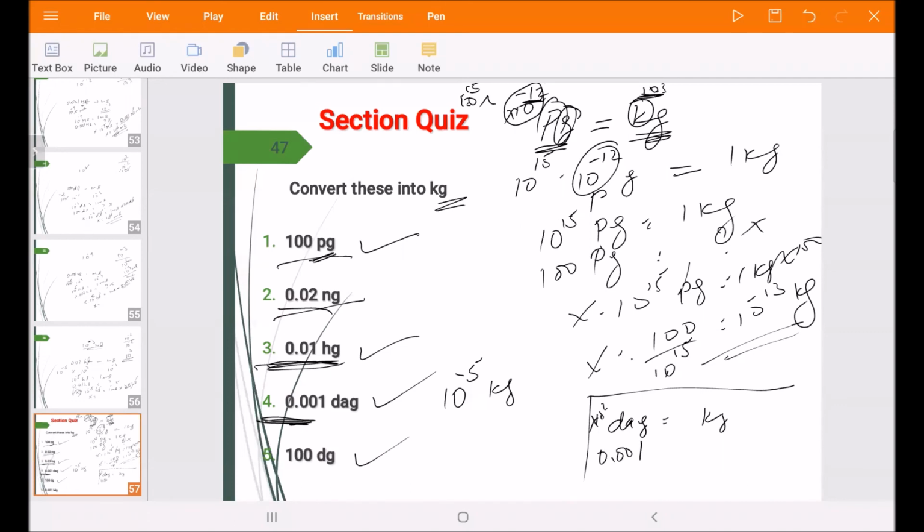So let's say 0.001 decagram. In the calculation, x is equal to 10 to the power of 5, you know. Deca is 10 to the power of 1, sorry, 10 to the power of 1, right? So it's 10 to the power of 4 kilogram. Since 10x is equal to 0.01 deca, x is 10 to the power of minus 4. Deca is 10 to the power of 1, right?